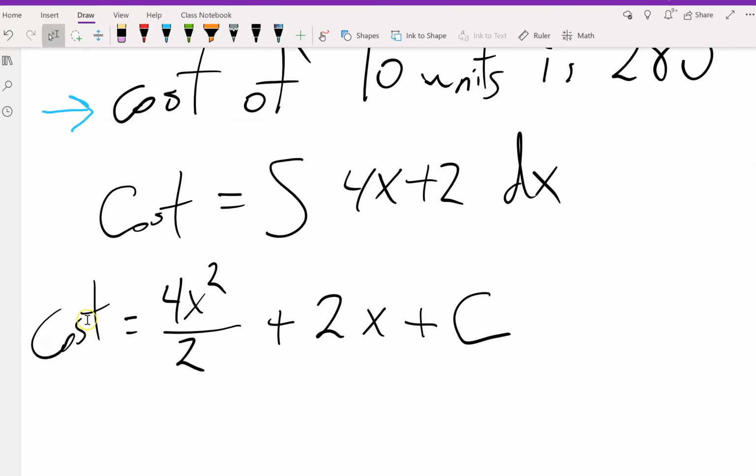That'd be bad. Cost equals... Sometimes I don't use c here. Sometimes I use k, because what's in a letter? I just don't want to use cost and c and get you guys confused. So the cost function is this plus some constant.